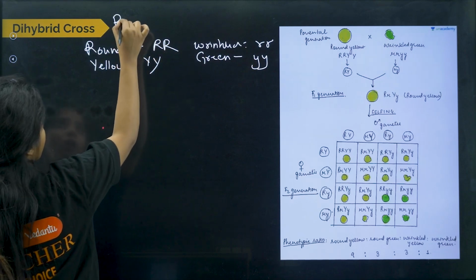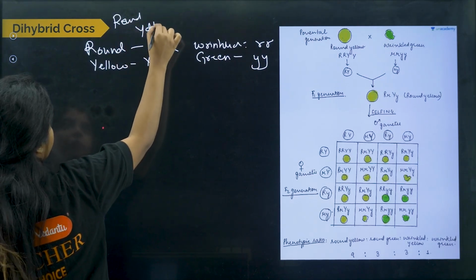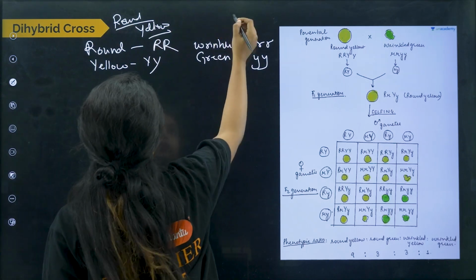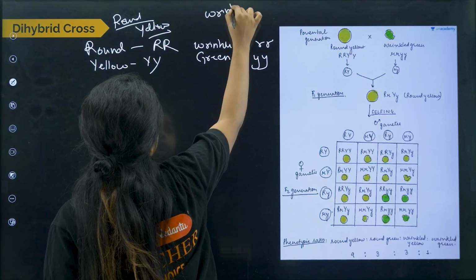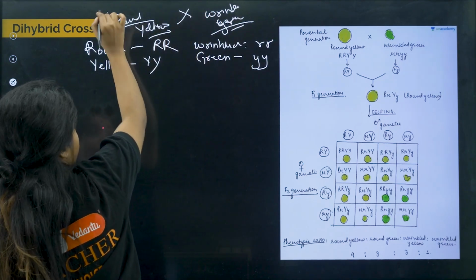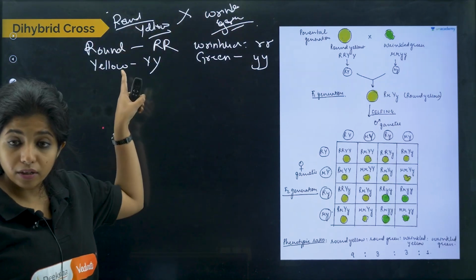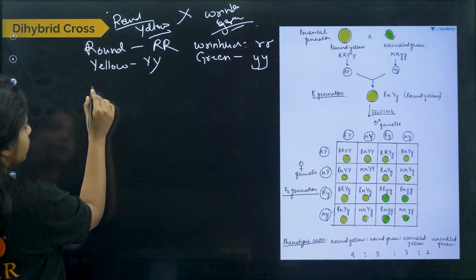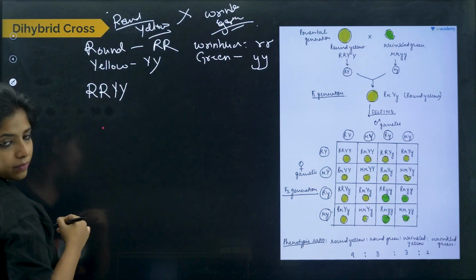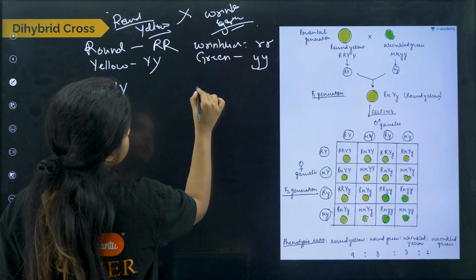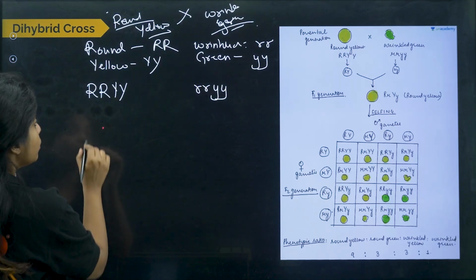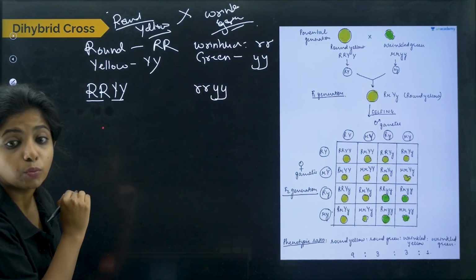As you can see, there is a plant which has round and yellow seeds, and a plant that has wrinkled and green seeds. So I am crossing a plant that has round yellow seeds with wrinkled green ones. These are the dominant traits and these are the recessive ones. I have to talk about two traits together now. So capital R, capital Y will be the normal one, and over here, small r, small y. In a dihybrid cross, I am going to talk about two characters at once.